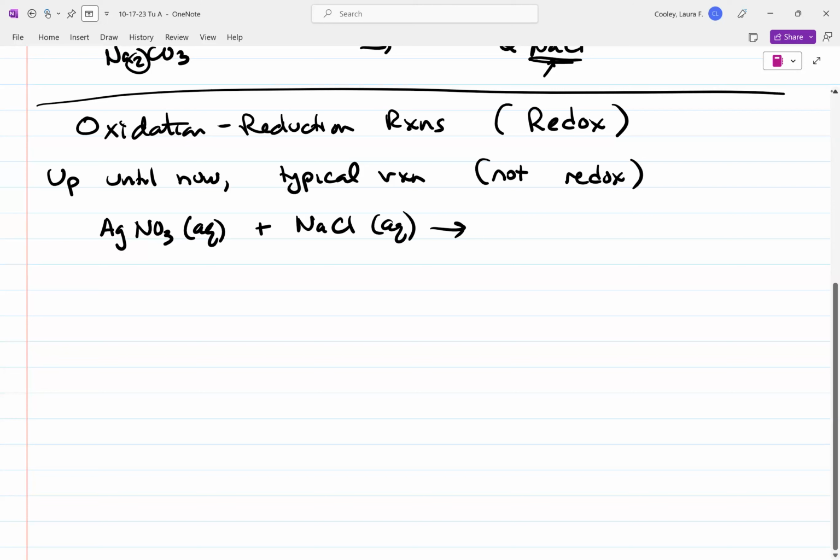Double exchange, right? This cation, this anion. What do you get? AgCl solid plus NaNO3.